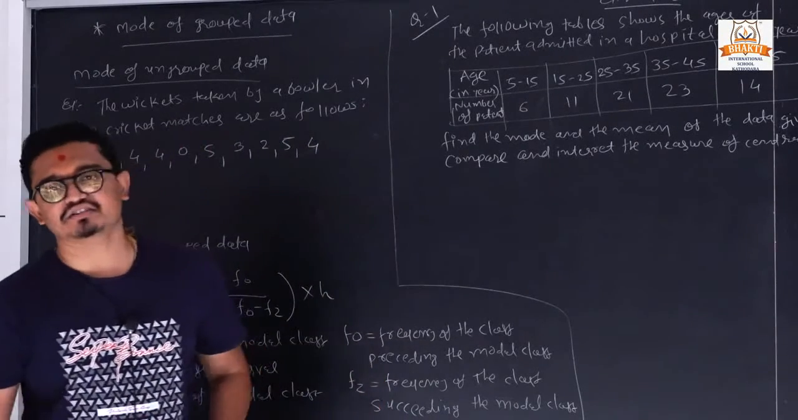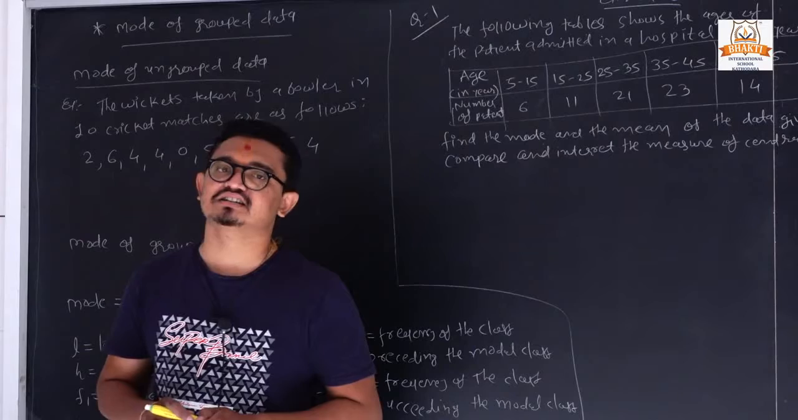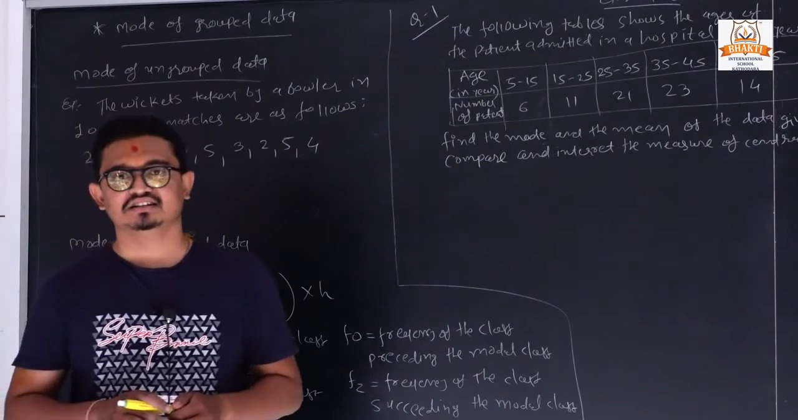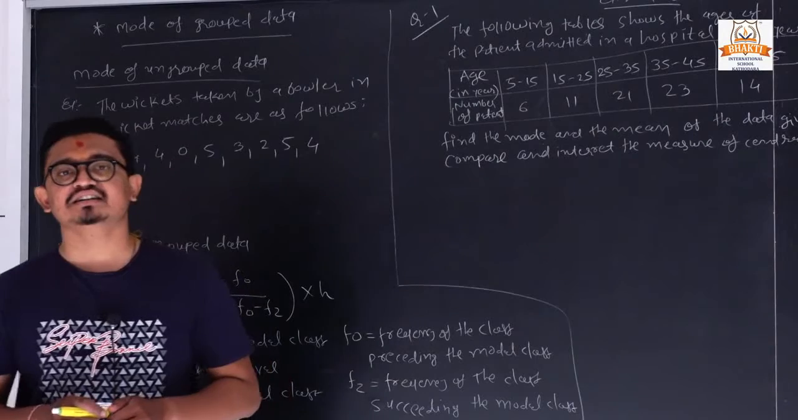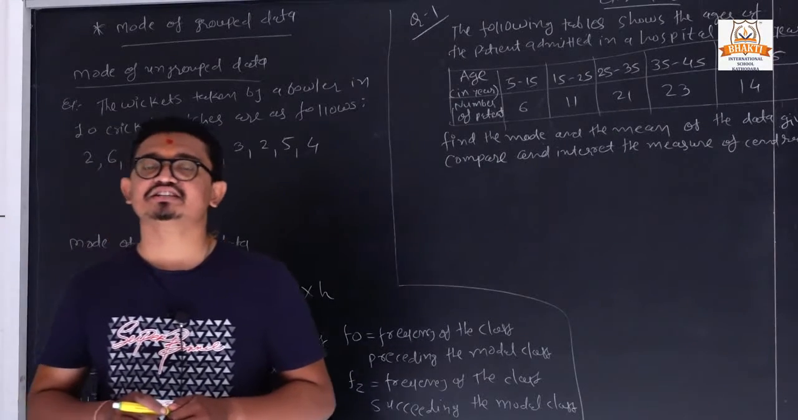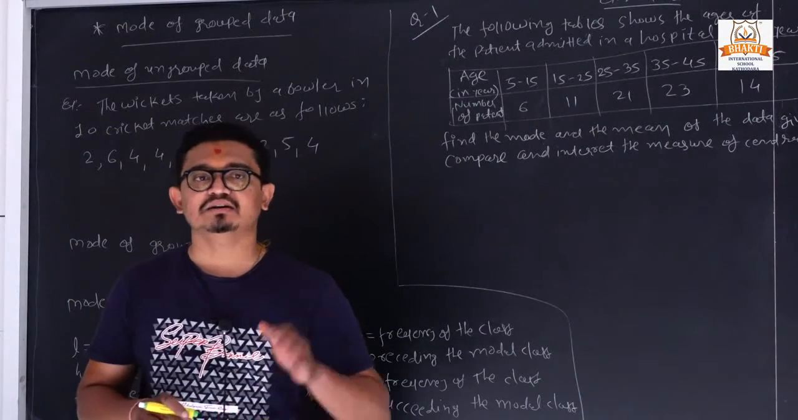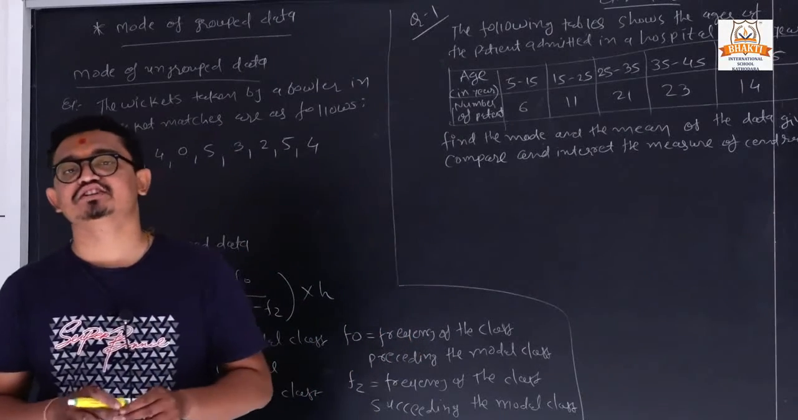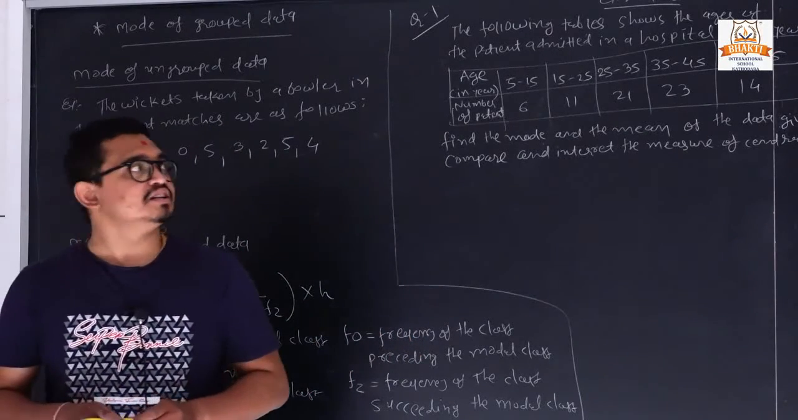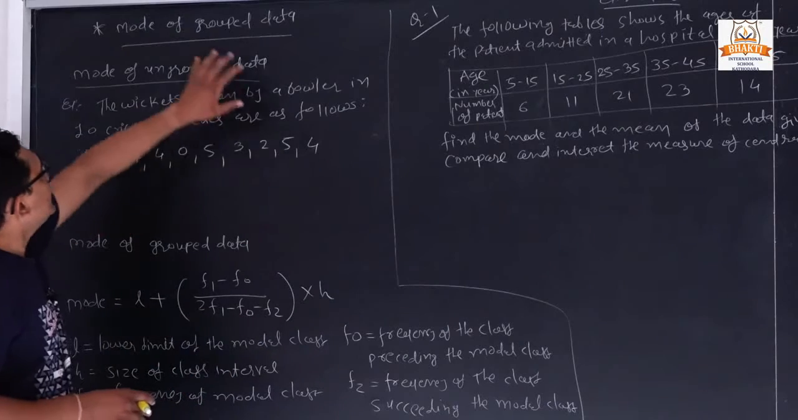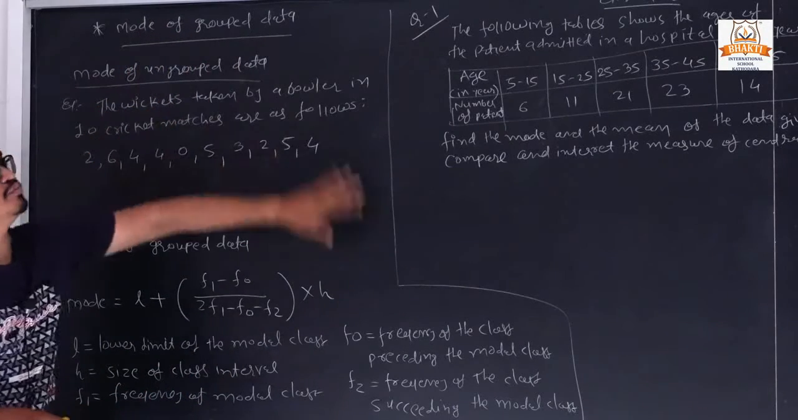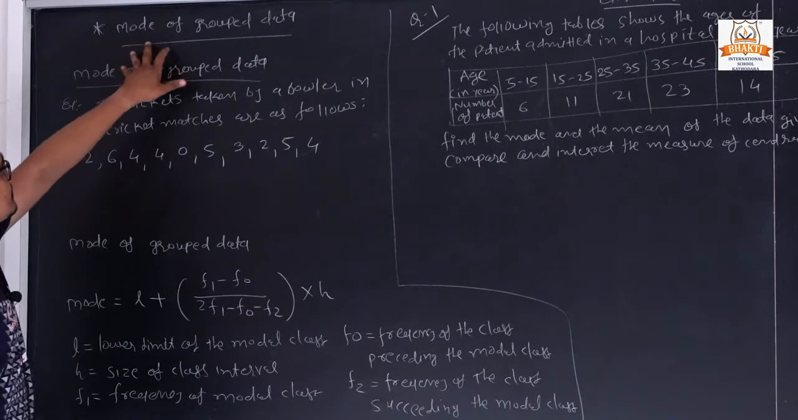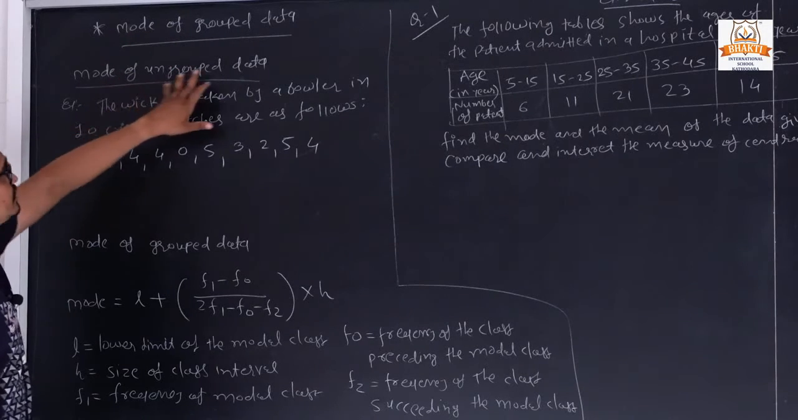In this lecture we are talking about the mode. In standard 9 we have the same chapter, statistics. In statistics, the first topic is mean and the second topic is mode. Mode means the observation that is repeated the maximum number of times. In this lecture we will discuss the mode of grouped data, but before that we will discuss the mode of ungrouped data.